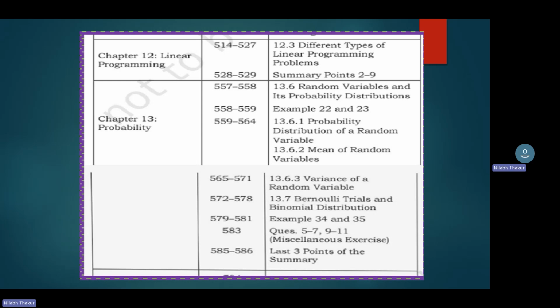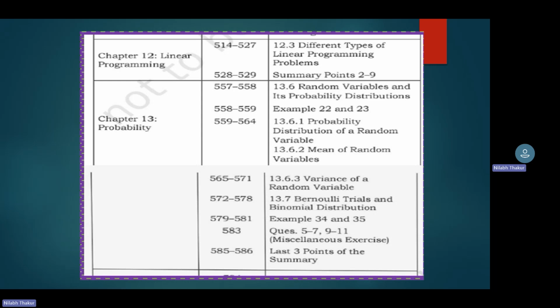In chapter number 13, random variable 13.6 and its probability distribution is deleted. Page number 558 to 559, examples 22 and 23, you can skip. Page 559 to 564, mean and probability distribution of the random variable is deleted. Its variance, Bernoulli trials, page number 579 to 581.